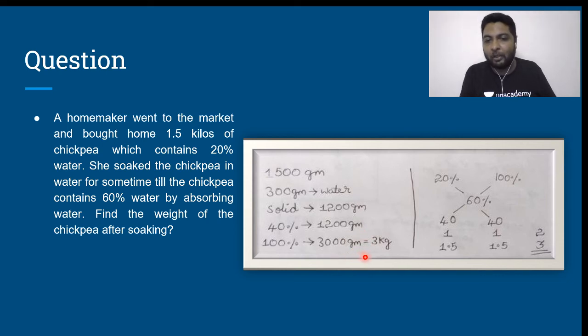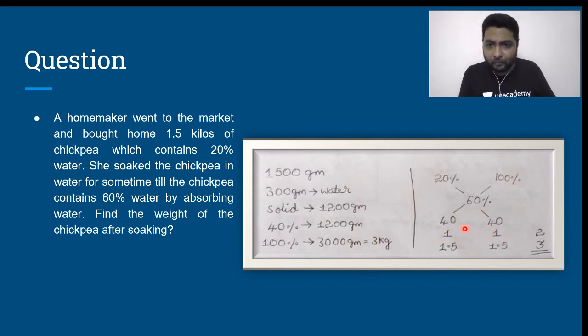3000 grams is how much? 3 kilos. So what will be the weight of chickpea after soaking? 3 kilos. This is one way of solving it. If you want to use the alligation principle, 20% water, 100% water, you get a solution with 60% water. Now you simplify: 60 minus 20, 40; 100 minus 60, 40. 40 is to 40, same as 1 is to 1.